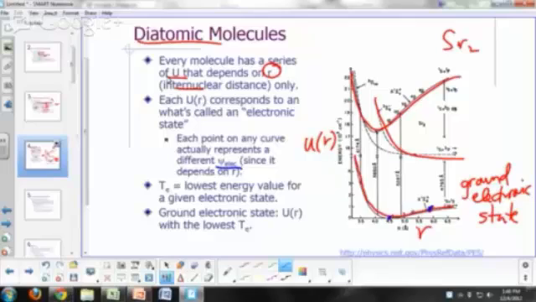Since potential energy is relative, generally you would set the Te for your lowest state to be 0. Or if you want, you can use the asymptotic limit of your ground state to be 0. So there are two ways you can go about doing that; you just need to specify which one you're referring to. But your lowest energy value for a given electronic state is your Te. So this value right here is the Te for this particular excited electronic state.